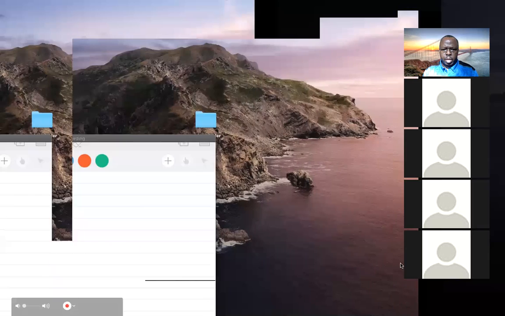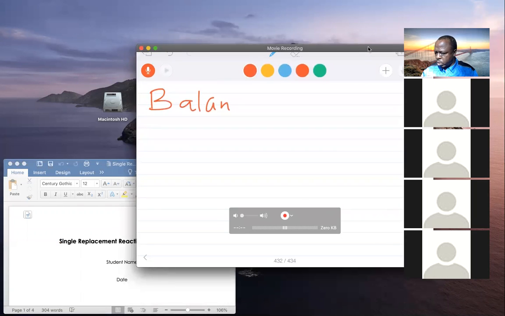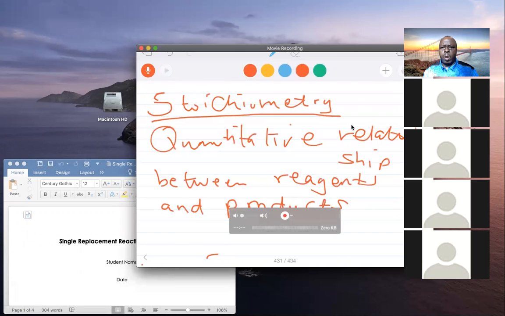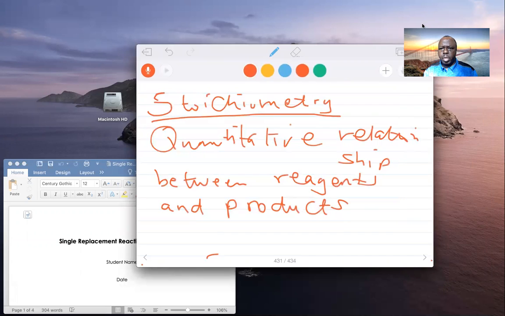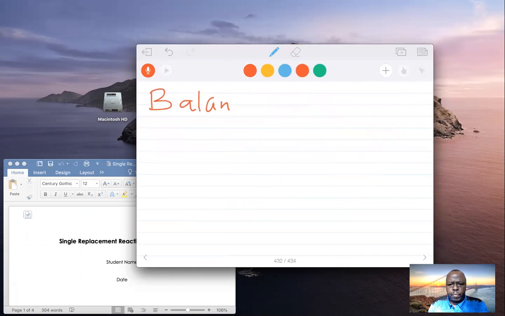Let me share my screen. Sorry about that. I should have shared that so that you see the definition. This is what I was defining: stoichiometry is the quantitative relationship between the reagents and products. That's what I started with. And this is what I was saying that you need to have beforehand.